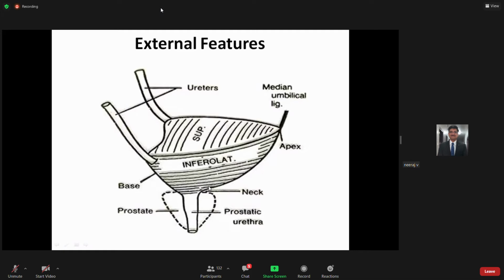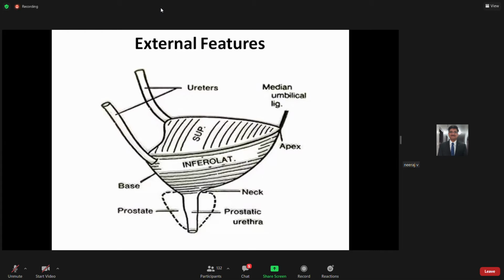So this tetrahedral structure has one superior surface, which is over here. Now it has one inferior lateral surface on the right side. Similarly, it has one inferior lateral surface on the left side. And this area is the base of the urinary bladder. So we will see one by one all these features.